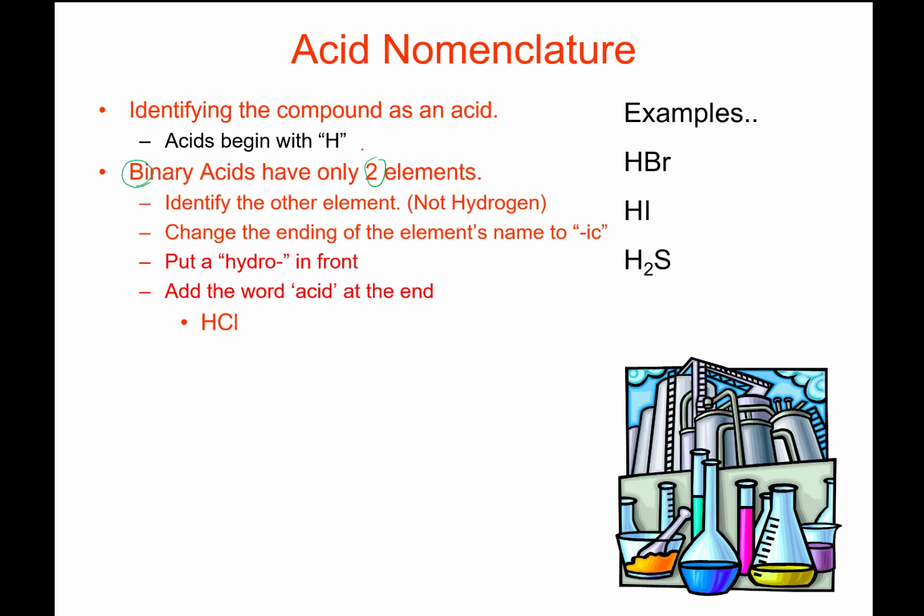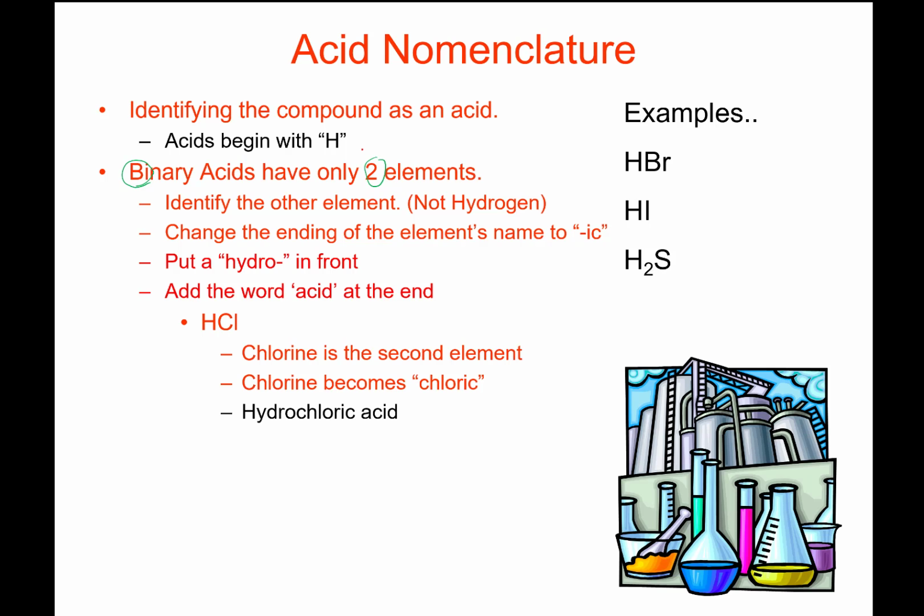Let's look at an example. HCl. This is binary because we have hydrogen and chlorine. There are only 2 elements, so it's a binary acid. The other element is chlorine, so we're going to change the ending to ic. So chlorine becomes chloric. Put a hydro in front of that, and then add the word acid: hydrochloric acid. HCl, hydrochloric acid.